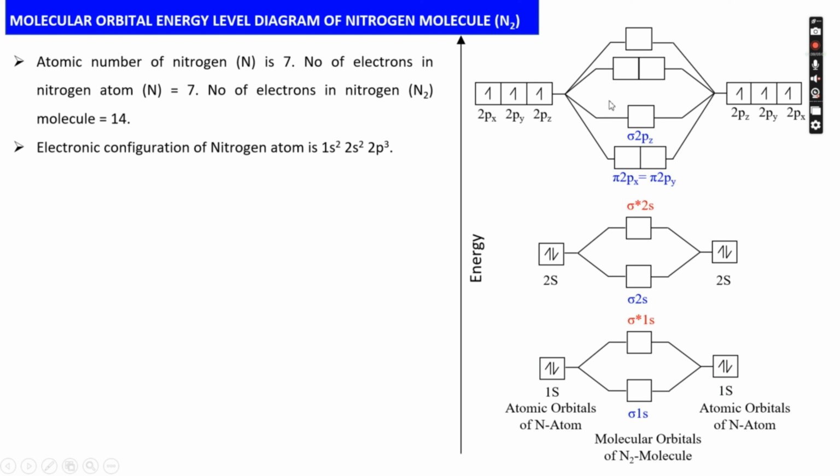This is the major difference between molecules having less than or equal to 14 electrons, like the nitrogen molecule, and molecules having greater than 14 electrons. Molecules having less than or equal to 14 electrons will have pi 2px and pi 2py at lower energy, then pi 2pz, sigma 2pz.